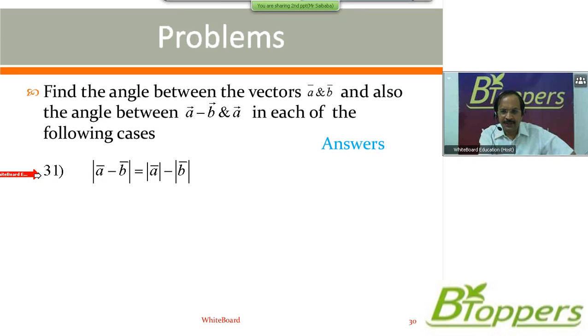On the right hand side, I am going to show you the answers. So you get the answer as 0 degrees and 0 degrees. That means the angle between A bar and B bar is 0 degrees, and the angle between A bar and A bar minus B bar is also 0 degrees. Next, look at the next question here.